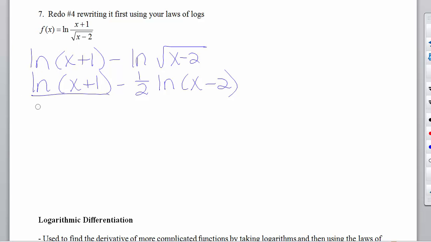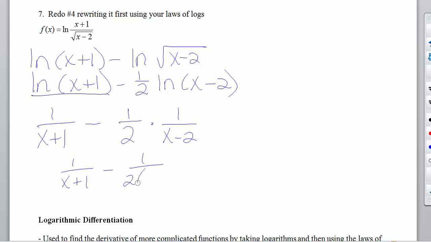Now find the derivative of this. So the derivative of this term is 1 over x plus 1 times 1, minus 1/2 times 1 over x minus 2. Now I could rewrite this, and if I simplify this, 1 over x plus 1 minus 1/2 times 1 over x minus 2. You might say, wait, it doesn't look the same. If you found a common denominator, it would be the exact same answer. So with a common denominator, I'd have 2x minus 4 minus x minus 1, which gives me x minus 5 over 2 times x plus 1 times x minus 2.